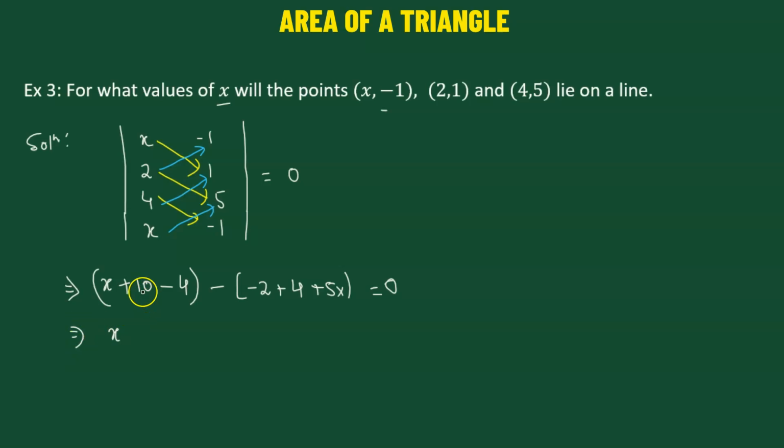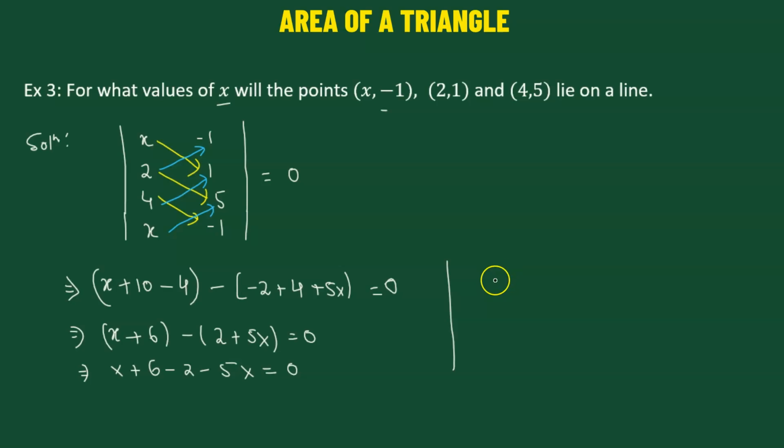So we have x, 10 minus 4, that's going to be positive 6. Minus, so we have negative 2 plus 4, so that's going to be positive 2. So we have 2 plus 5x, which gives us x plus 6 minus 2 minus 5x equal to 0. So we have x minus 5x, so that's negative 4x. Then we have 6 minus 2, that's going to be 4, equal to 0. Solving for x, we get the value x equals 1.